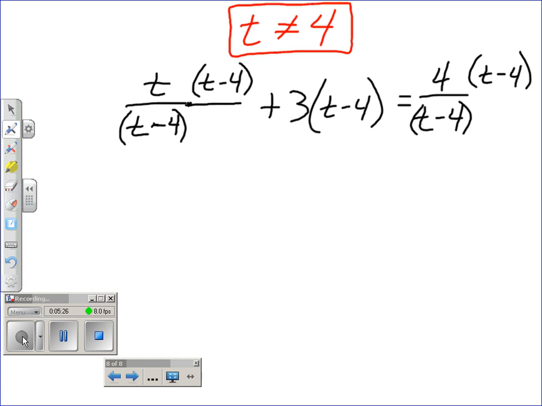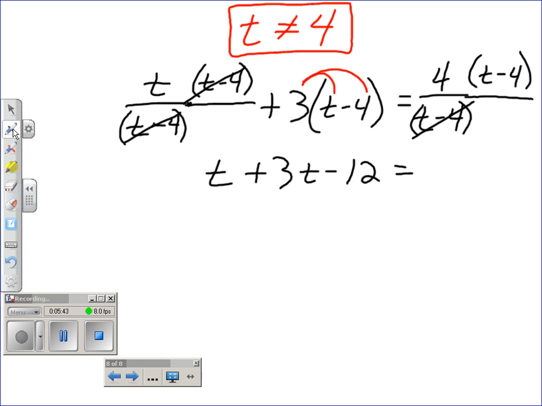I'm going to go ahead and extend the fraction bar. That just looks better to me. Cancel, cancel. Do your distributive property again. We're going to distribute, plus 3t minus 12 equals, cancel, cancel, 4. Put your t's together, we have 4t minus 12 equals 4.